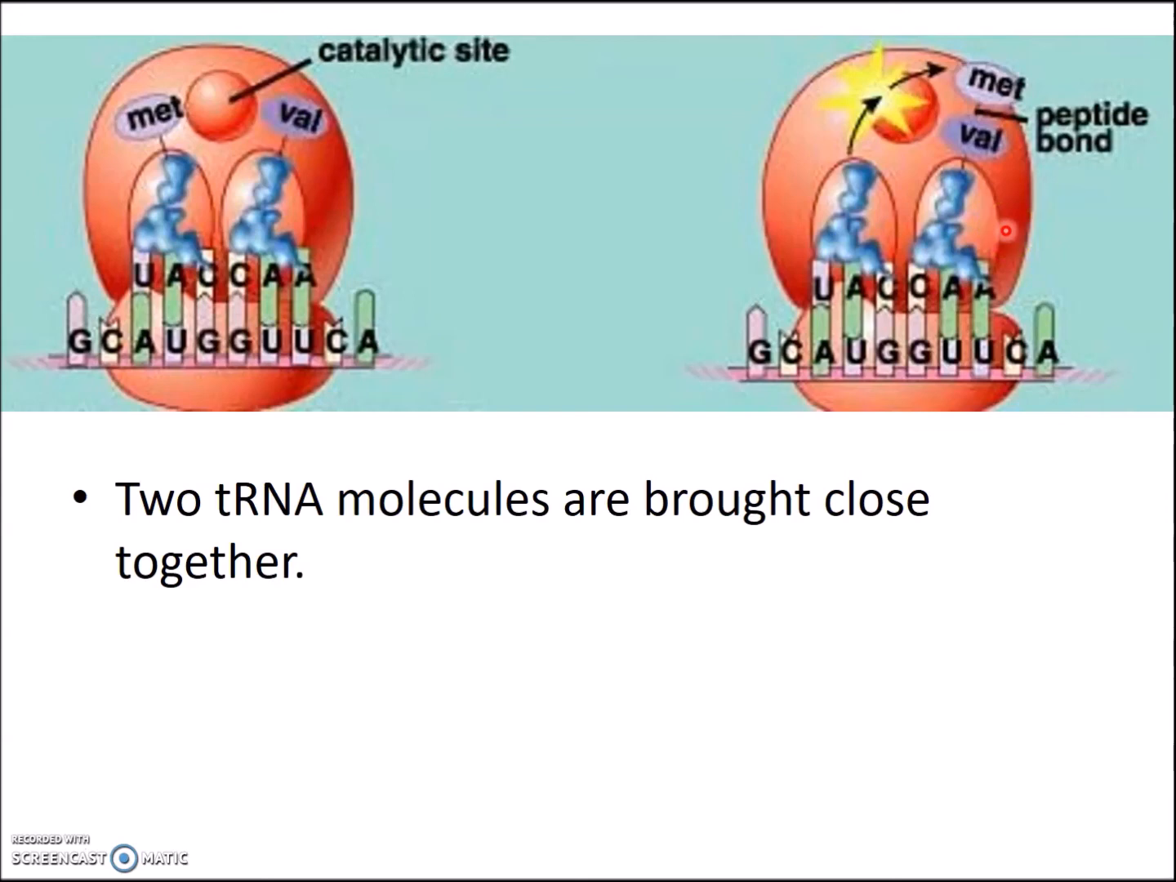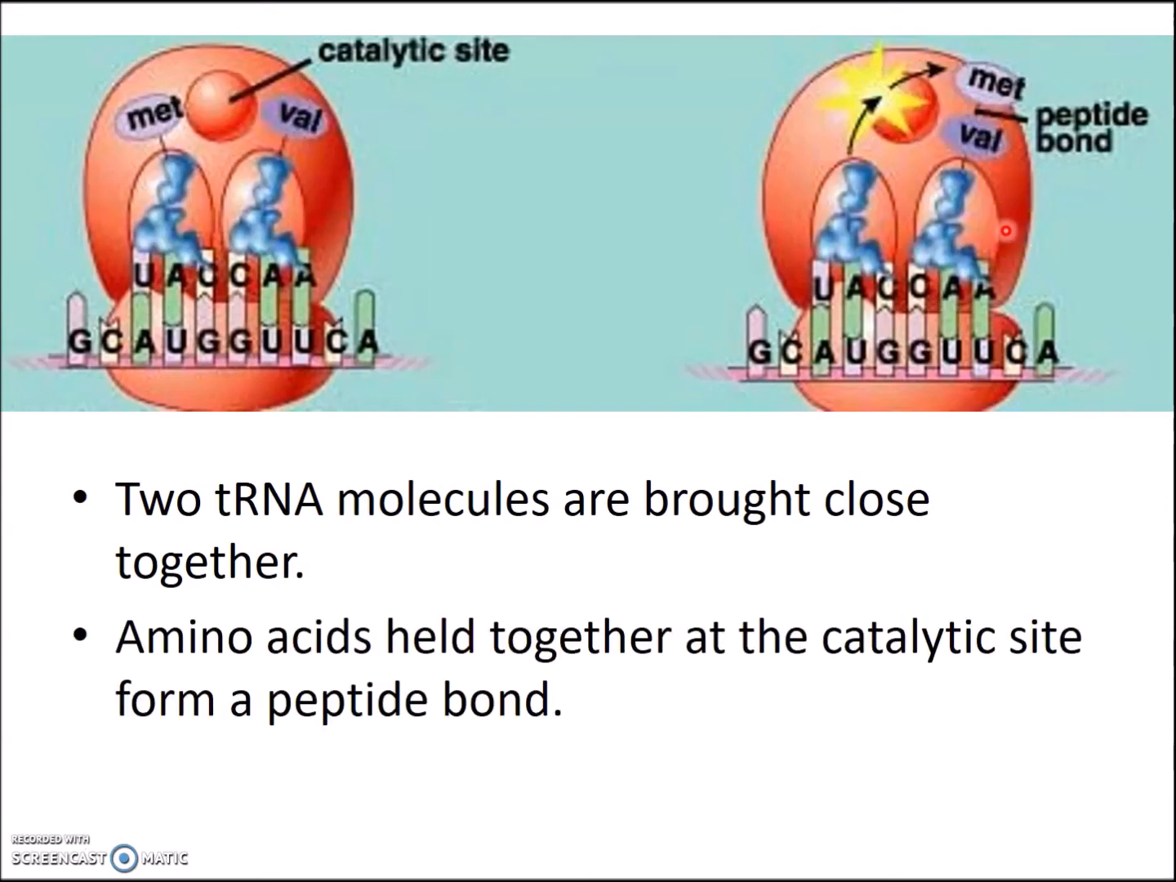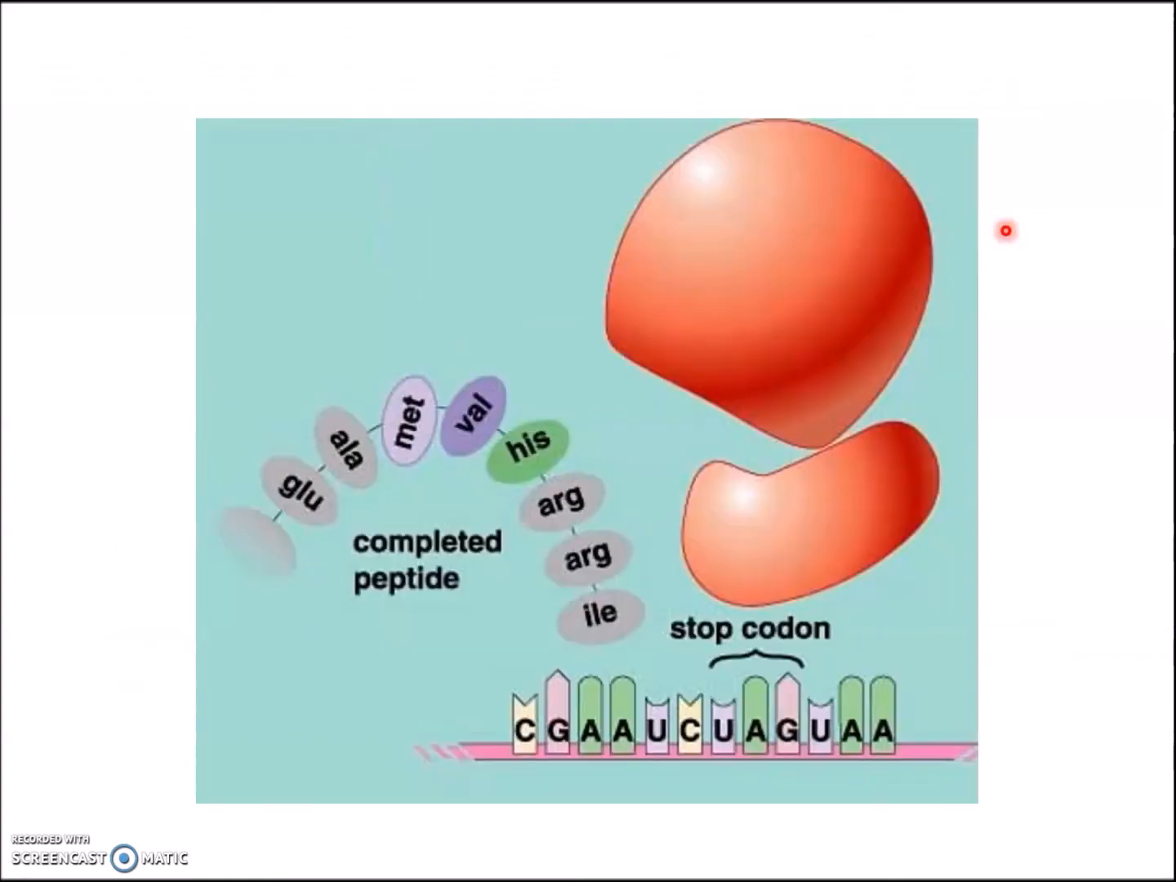2 transfer RNA molecules get brought close together. The amino acids are held together at a catalytic site to form a peptide bond, and then repeat many, many, many times. And let's say you've got a chain of a few hundred amino acids, or maybe even a few thousand. Well, eventually you're going to hit that stop signal, a stop codon such as UAG, which doesn't code for an amino acid. It just says you're done now. You can disassemble. The ribosome actually detaches from the messenger RNA molecule, and it goes off floating in the cytoplasm.